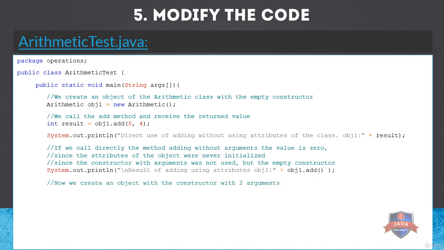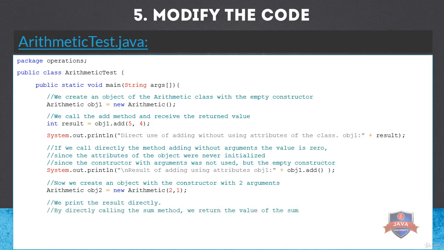But now we create an object with a constructor with two arguments. We create an object of type arithmetic, but we are passing two arguments in the constructor, 2 and 1. And we assign the reference to the variable obj2 of type arithmetic. And we print the result directly. By directly calling the add method, we return the value of the adding. So the result of the adding using attributes will be 3.